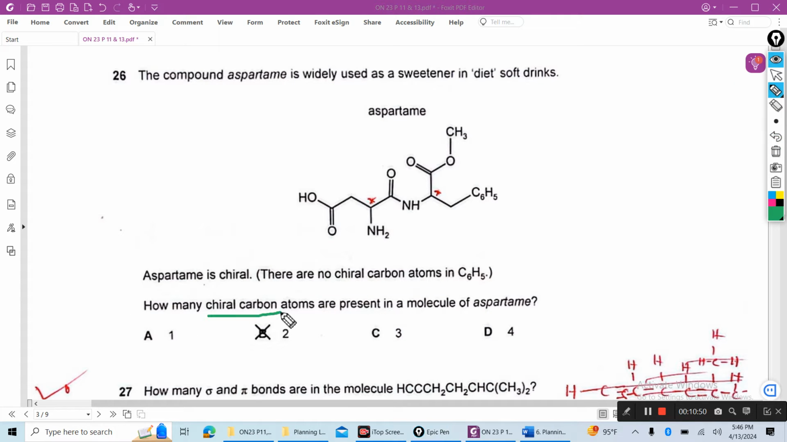How many chiral carbon atoms are present in a molecule of aspartame? So, here is a chiral center. No chiral center here. 1 group, 2 groups, 3 groups, and 1 hydrogen is here, that's why there are 4 different groups. This also has 1, 2, 3 groups, and also 1 hydrogen here. So there are 2 chiral centers here.